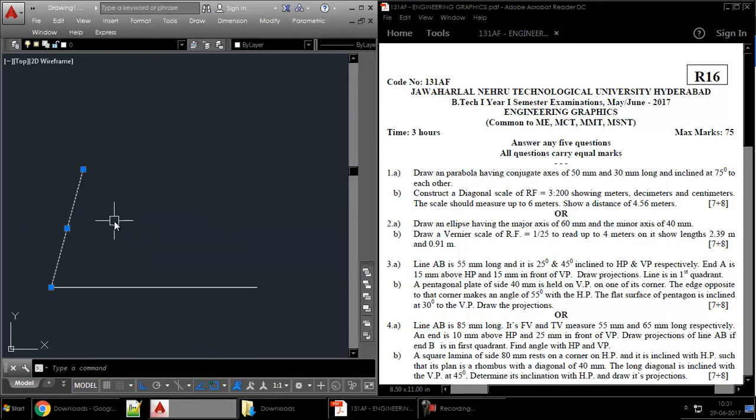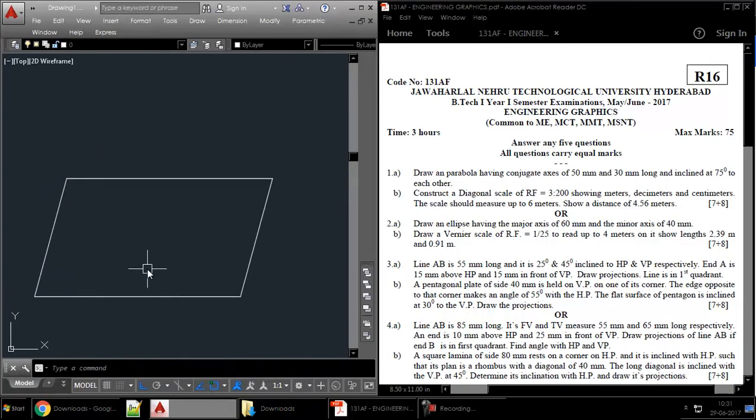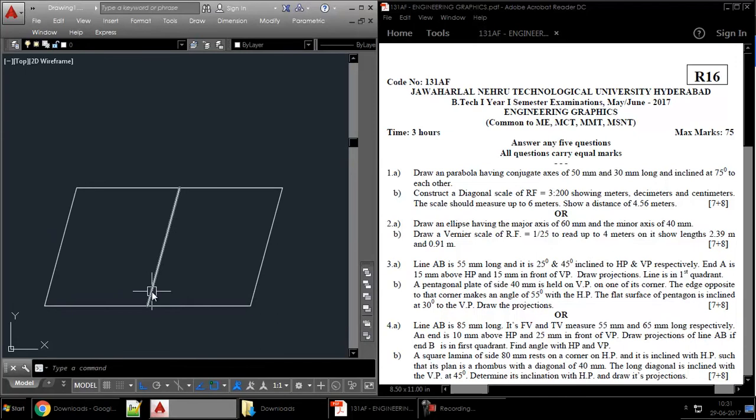Next, using these two, we have to complete the parallelogram. And now, in this parallelogram, we have to draw a parabola. In order to do that, we will have to copy this center, and then we have to divide the conjugate axis into equal number of parts. Let us divide this into 5 parts, and also we'll have to divide this into 5 parts.